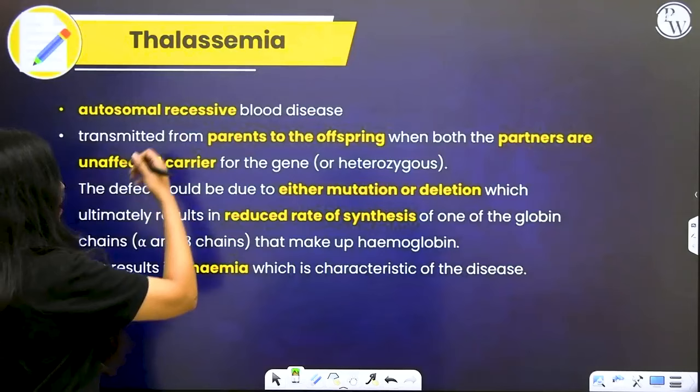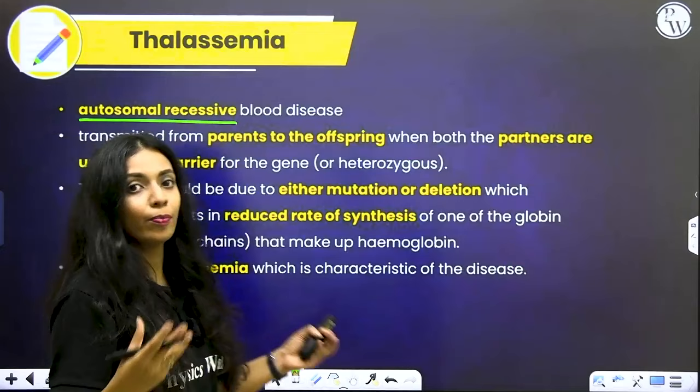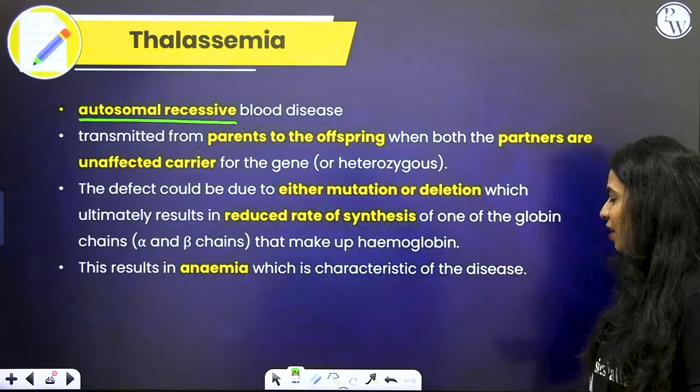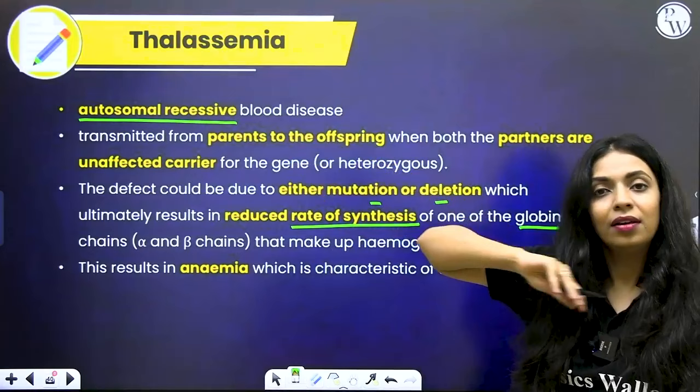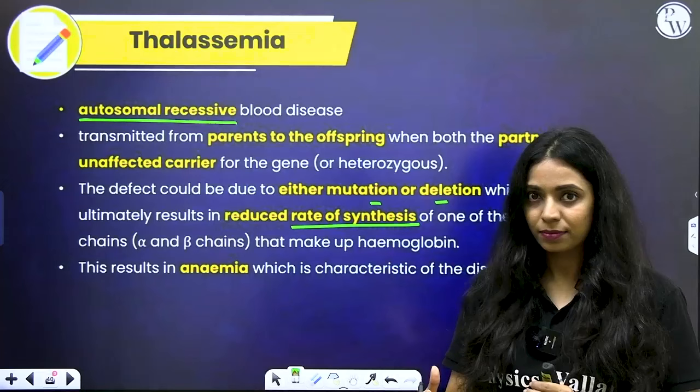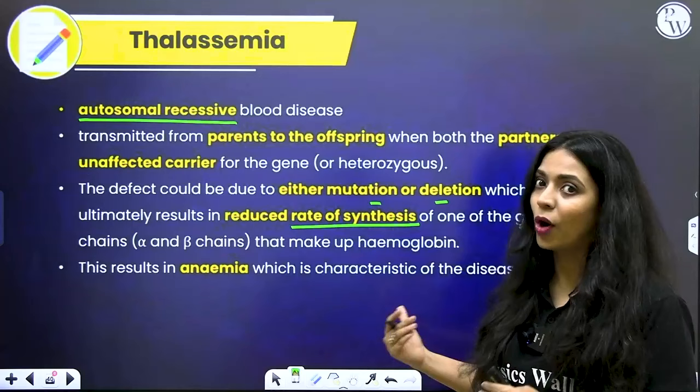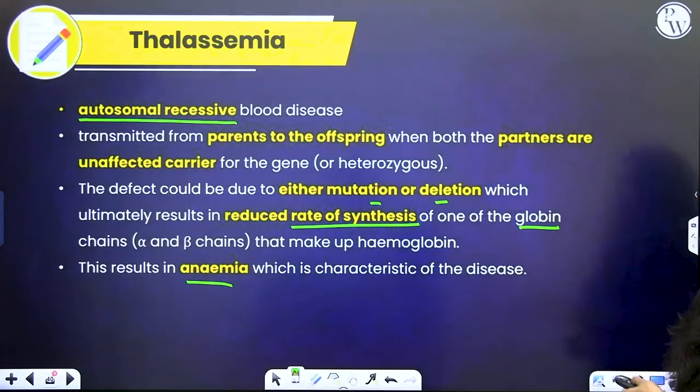This is also a type of anemia which is autosomal recessive. Whenever both the parents are carriers for this, it will get transmitted to the offspring. This can happen either because of a mutation or a deletion, which results in reduced synthesis of globin. What happened in sickle cell anemia? Hemoglobin was getting produced, but the beta globin chain was not normal. Quality was not good. Here, the amount of globin chain synthesis is reduced. Here, quantity is not sufficient. So that will result in anemia, which is one of the characteristics of this disease. You have two different types of thalassemia, alpha thalassemia and beta thalassemia.